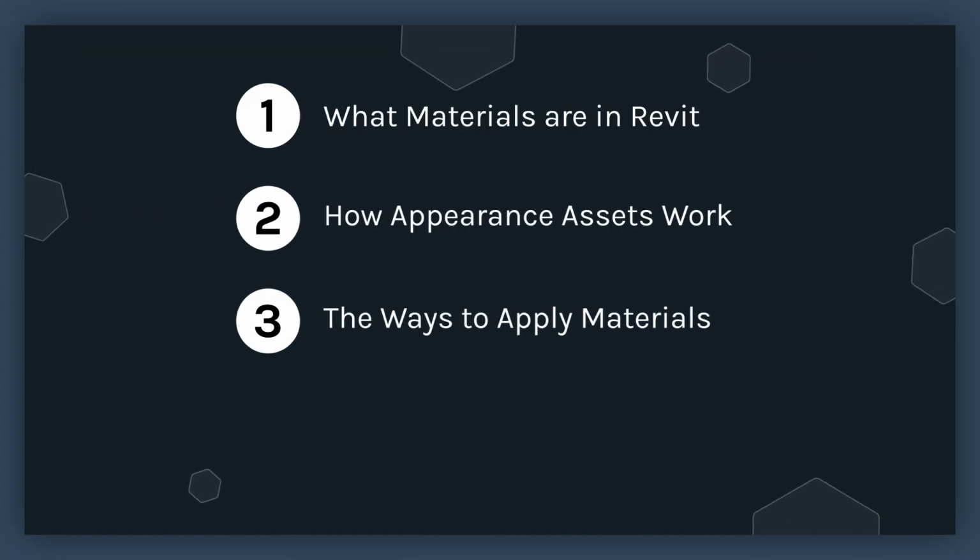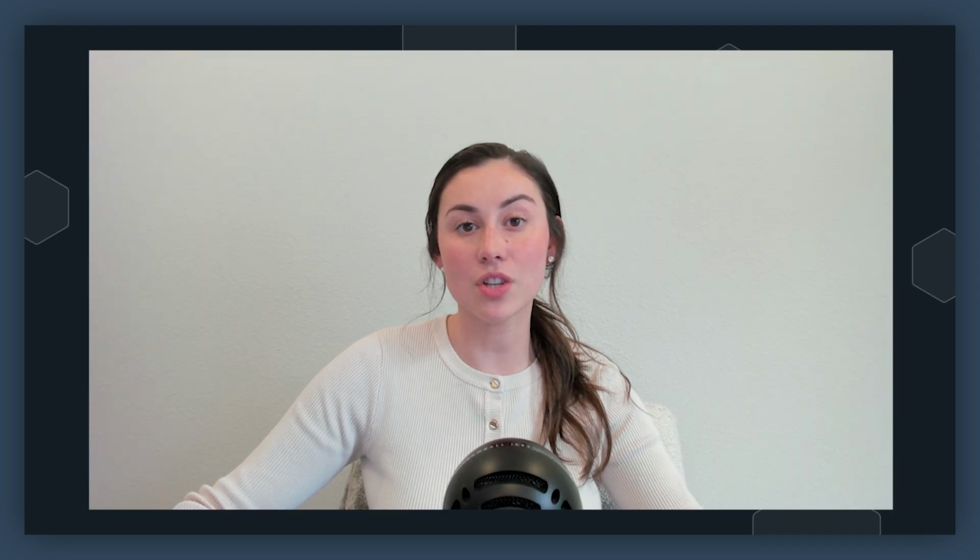We'll go over what materials really are in Revit, how appearance assets work, and what's the right way to apply and manage them without things going sideways later in your project. Let's start simple. Alright, so in Revit, a material is kind of like a container. It's not just a color or a texture like it is in Photoshop. It holds a bunch of information in different tabs.